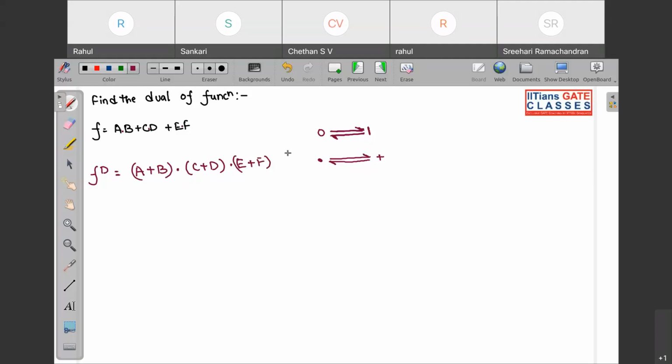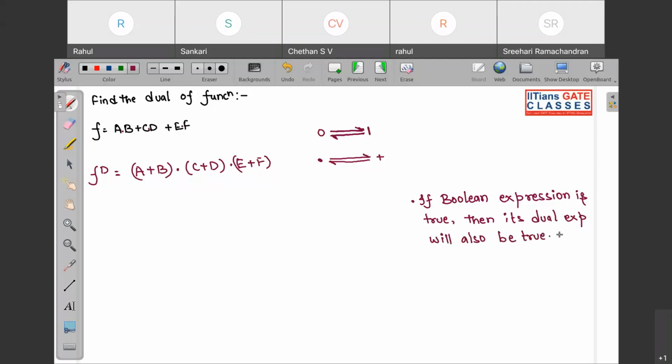Now this is very important. If a Boolean expression is true, then its dual expression will also be true. Okay, its dual expression will also be true.